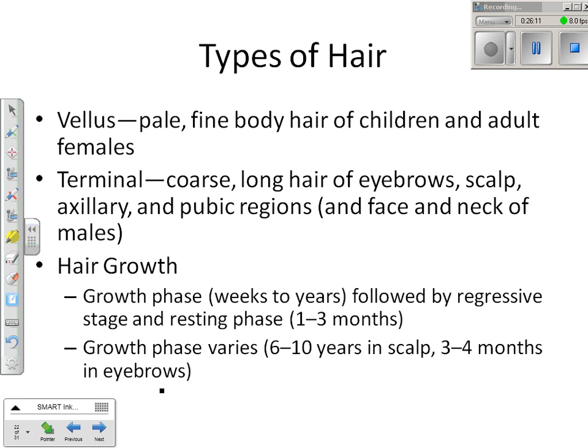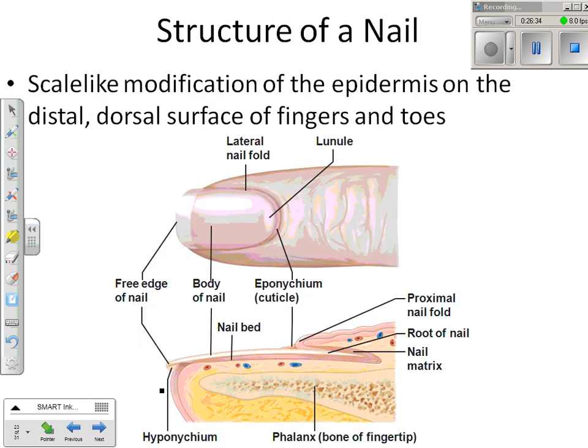Long hair of the eyebrows, scalp, axillary, and pubic regions is more coarse hair. Hair grows for most of your life. There are resting phases. The growth phase varies from 6 to 10 years in the scalp to 3 to 4 months in the eyebrows. Looking at the nail, this is another appendage of the epidermis. You don't really have to know a lot about the structure of the nail. Just understand that it's an appendage of your skin.